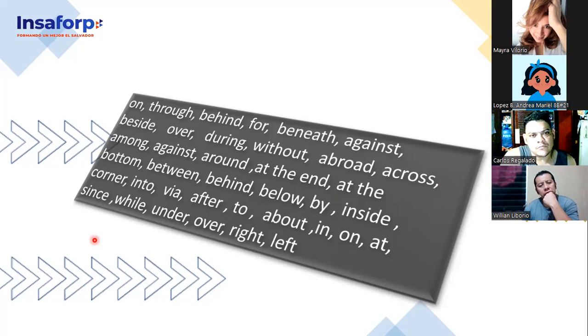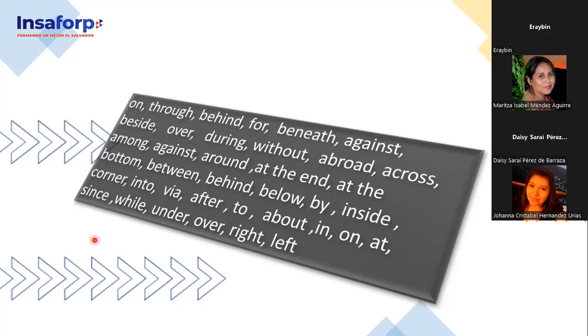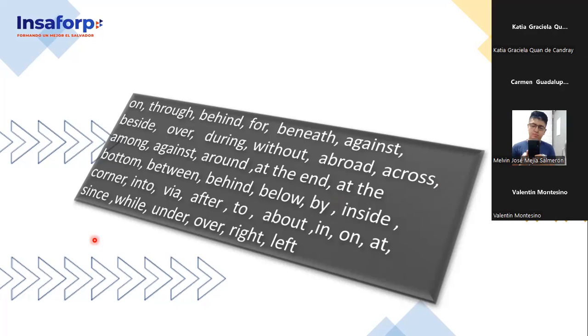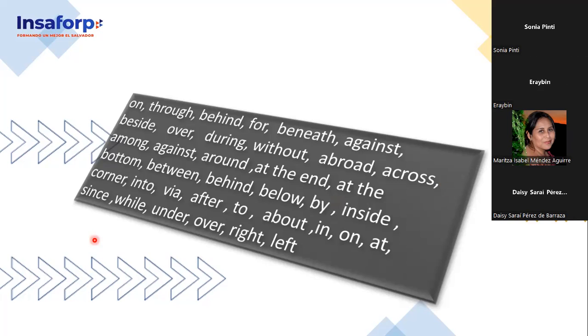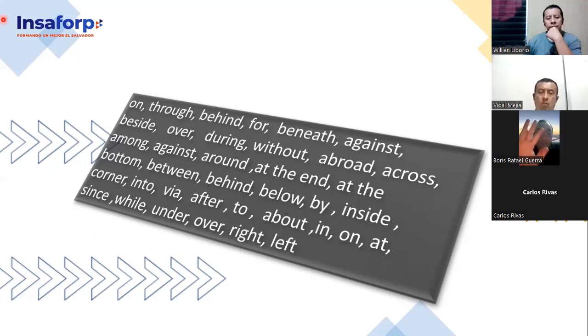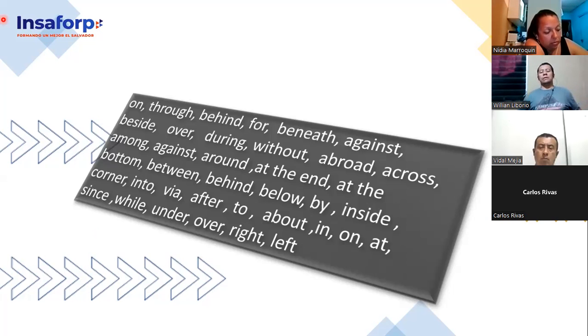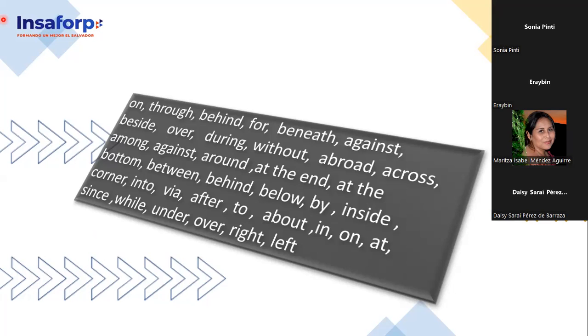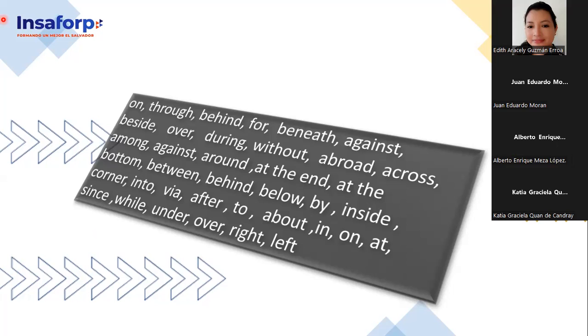Now, Andrea, give me a number from 1 to 25. 22. Okay, let me see. 1, 2, 3, 4. All right, so we have Melvin Jose. Are you there? Oh, it's very difficult to listen to you, sir. There's a lot of interference there. So I will probably ask you another time, because right now it's very difficult to understand you. Thank you so much for that. So let me see. I'm going to choose another person. And here we're going to have Alberto Enrique.